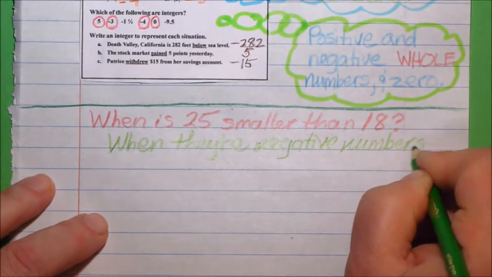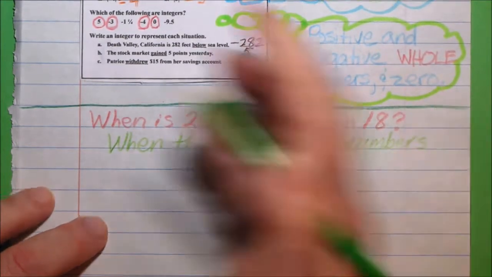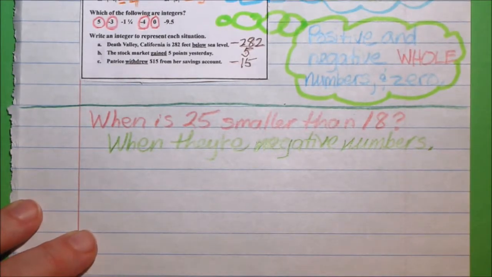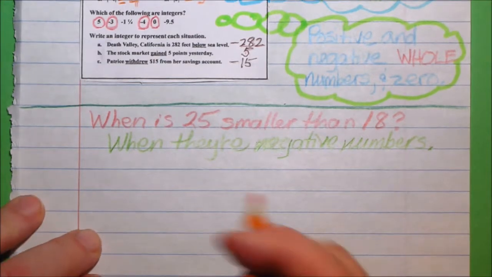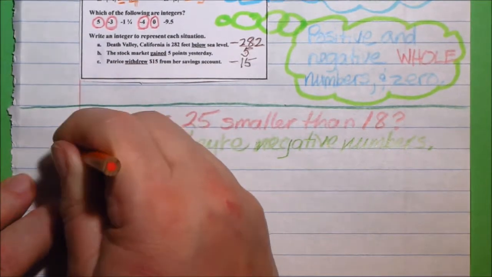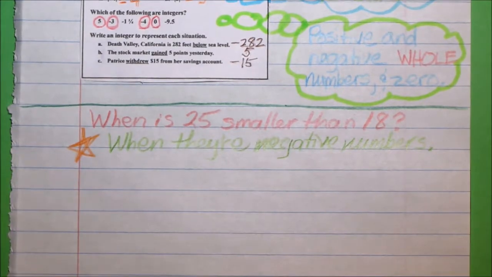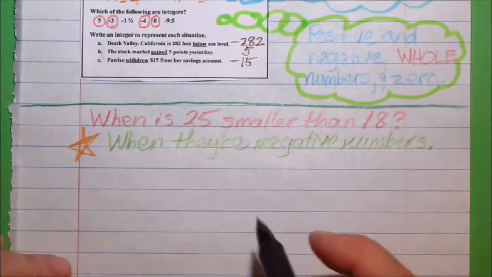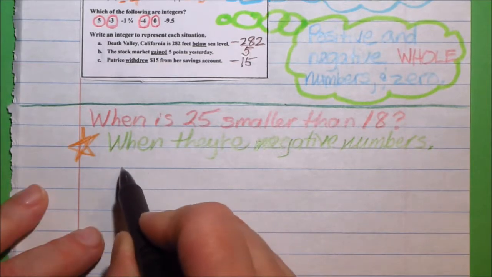Okay, and we will show that briefly. Okay, so if 25 and 18 were both negative numbers, then 25 would be a smaller number than 18. Not something students are used to seeing, so it can get a little confusing, which is why we use our number lines quite a bit during this lesson. So I'm going to draw a number line here.